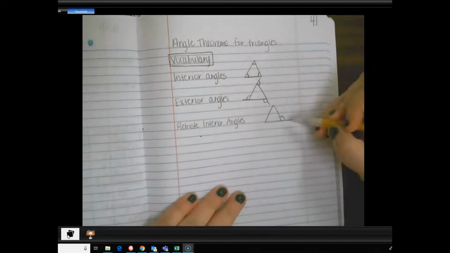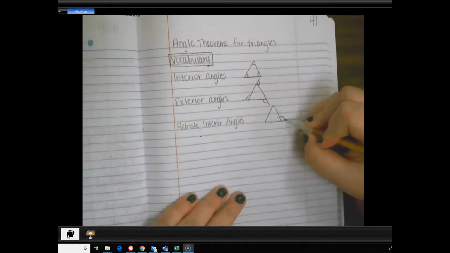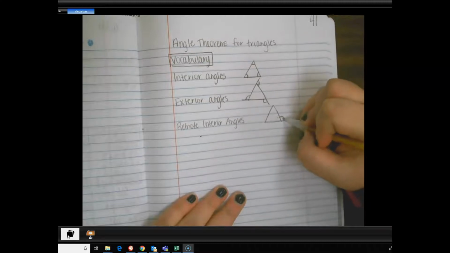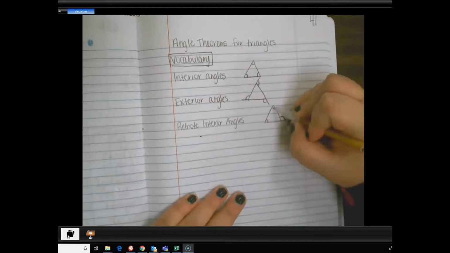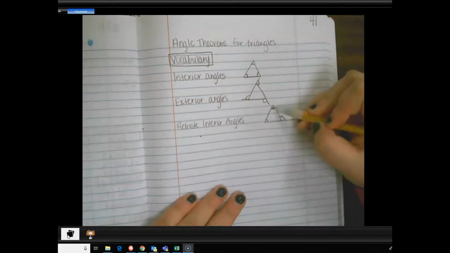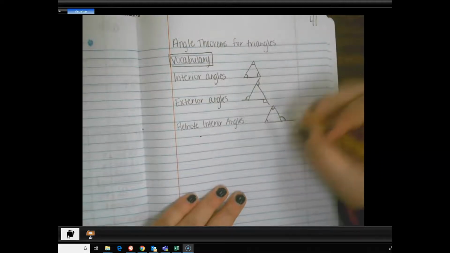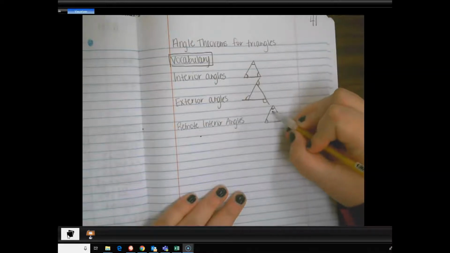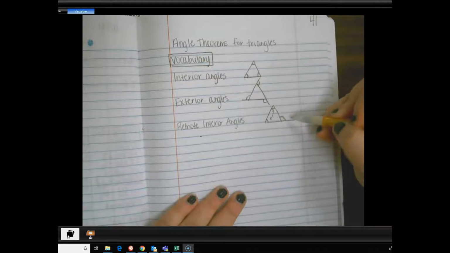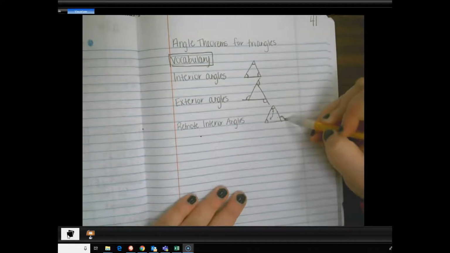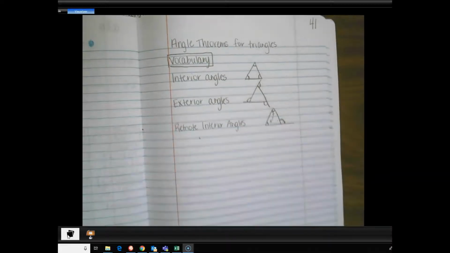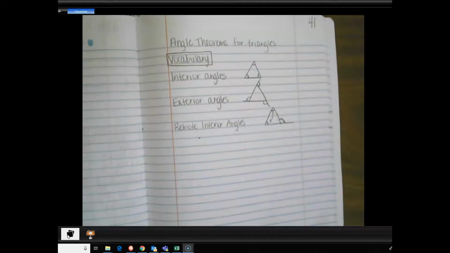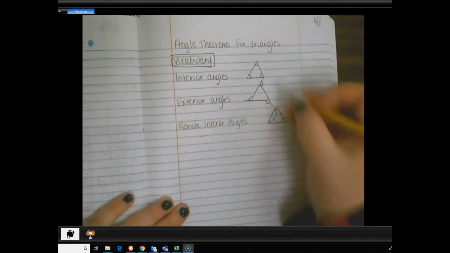So I want you to imagine that it's going to be the angles that are across the room. So imagine using a remote. So it's going to be across the room from it. So the remote angles, remote interior angles, are these 2 angles. And they are remote interior to that exterior angle over there. Okay, so we're going to look at talking about these 3 different types of angles.